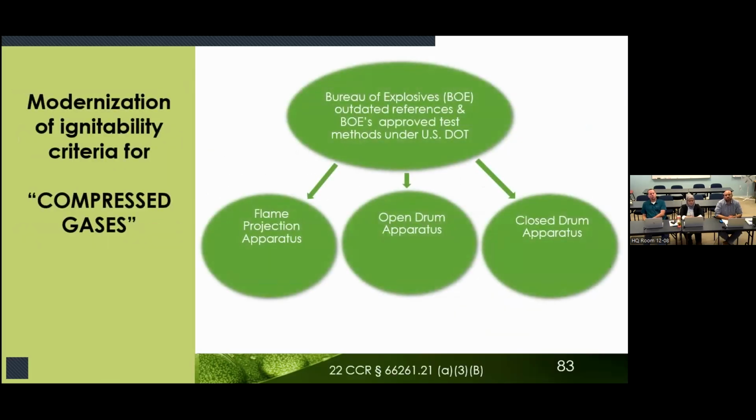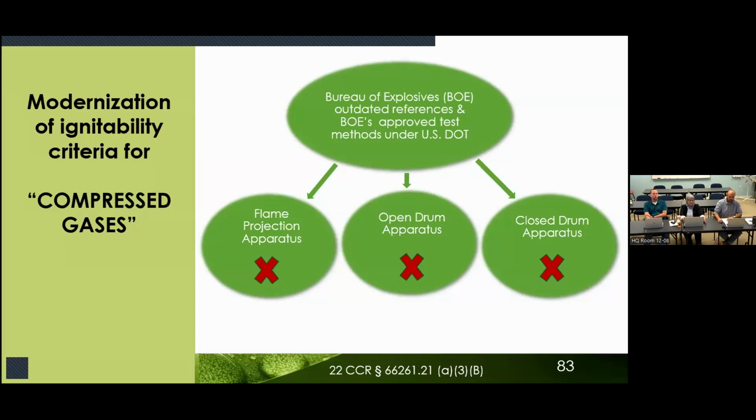Now, as I mentioned, the next is modernization of the test methods for ignitable compressed gases, where there is an update needed to remove obsolete information pertaining to US DOT old regulations, which are still referenced in the existing California ignitability criteria for compressed gases. To explain a bit, currently California uses outdated cross-references, including these three old test methods approved by the Bureau of Explosives, which is abbreviated as BOE, under US DOT, which are flame projection tests, the open and the closed drum apparatuses. Now, all of these three test methods are no longer in use for determining ignitability of compressed gases.